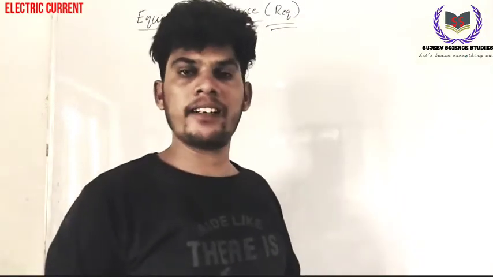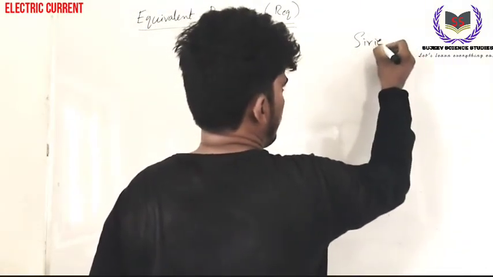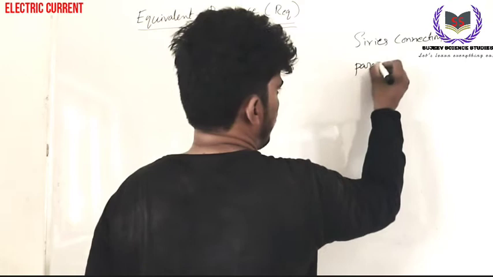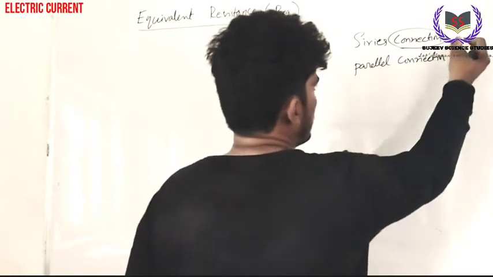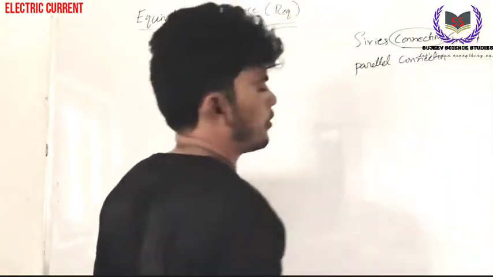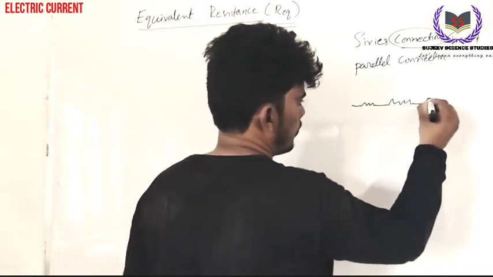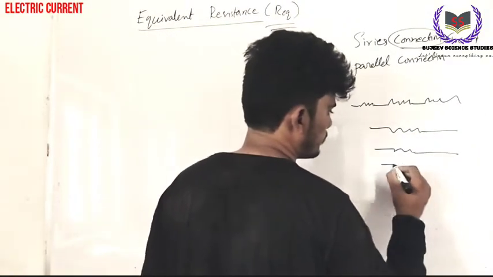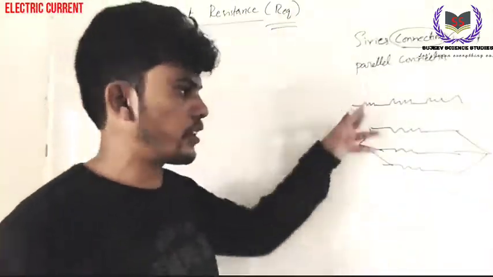We know well there are 2 types of connections or circuits. They are series connection and parallel connection. We can call a connection a circuit. Series means connecting components one by one. Parallel means connecting components in an equal way. So these are the 2 types of connections.